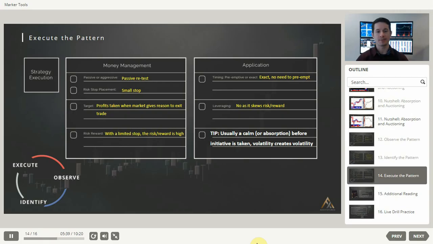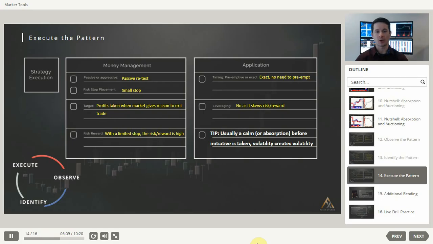Okay, then obviously, in terms of the strategy, do note, we spoke about a passive retest in terms of entry point on the absorption auctioning. So we wait for the pivots to break, and wait for a retest and enter. We had a relatively tight stop, as mentioned, just below, back inside the distribution. Obviously, we take profit when the market gives us that reason to exit. And like with every one of these strategies, with very limited risk, ultimately we've got really good risk-reward metrics.